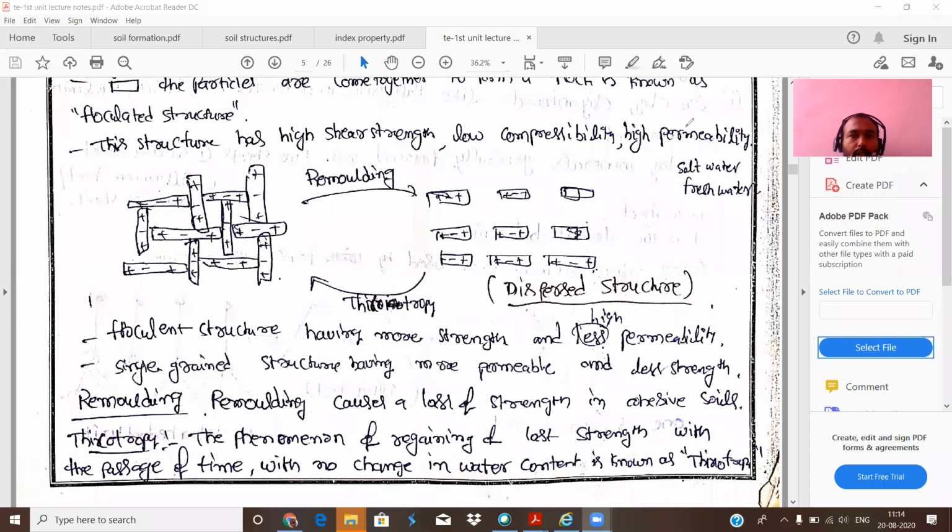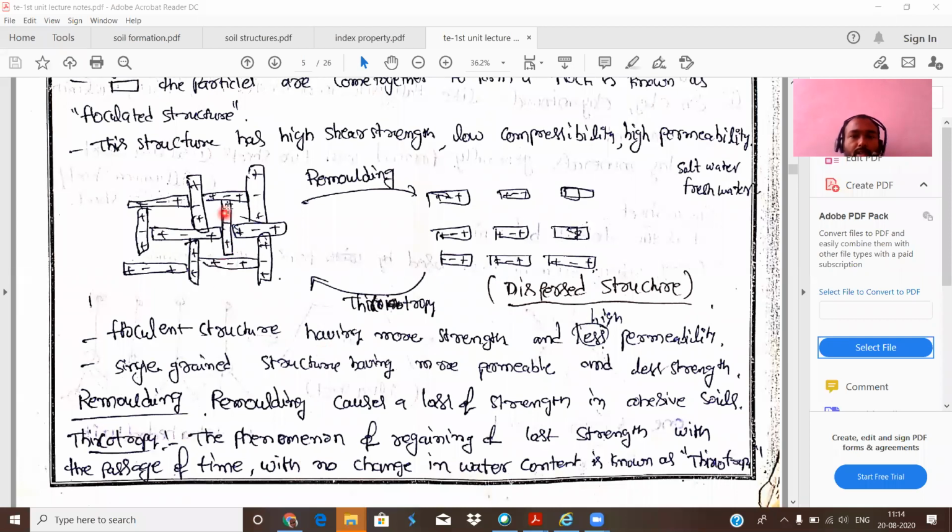Okay, next one, thixotropy. Thixotropy means the phenomenon of regaining of lost strength with passage of time with no change in water content. After a long time, the overburden pressure is removed from the soil and it regains its original shape and structure by passing of time, without change in water content. Again, this dispersed structure regains its original strength. So the process of dispersed structure to flocculated structure is known as thixotropy.